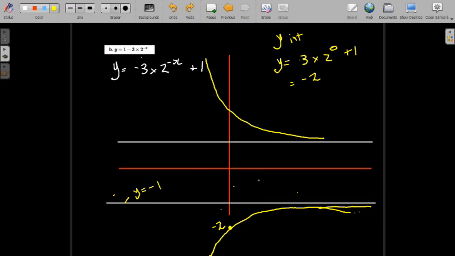So that's 11.4. That's graphs of exponential functions. Have a go at some of the questions and make sure you ask for help. Thanks.